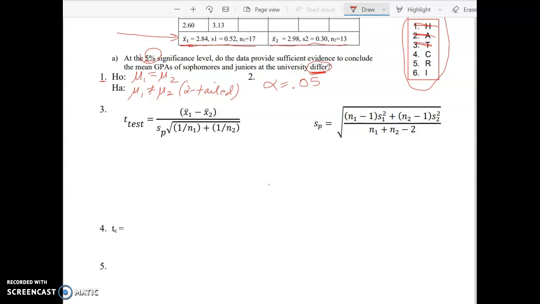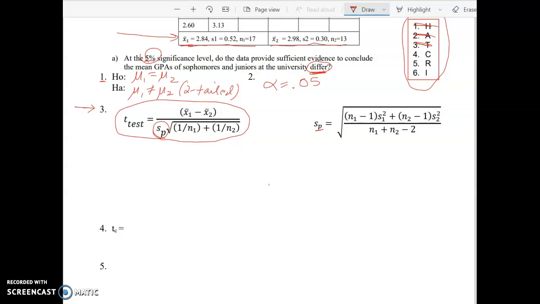This will be the hardest part of this particular hypothesis test, just because of the equations. But the equation to get our test statistic is right here. In order to do this, we're going to need our pooled sample standard deviation, so we're going to calculate that first over here on the right. So we fill in the numbers for this.